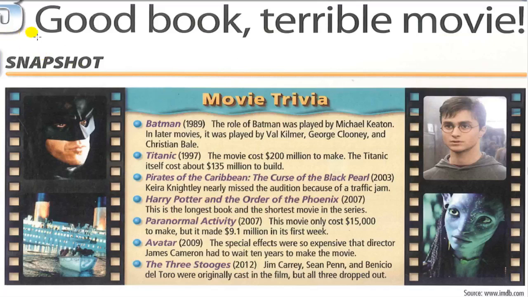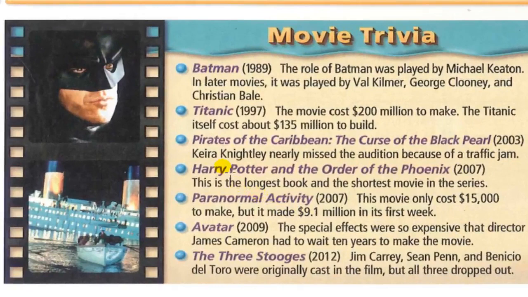Unit 13, Part 1. Interchange 4th edition, Unit 13. Good book, terrible movie. A film. Terrible. Too bad. 1. Snapshot. Look at the pictures here. What do you see? This is what? Batman? These are pictures of movies.